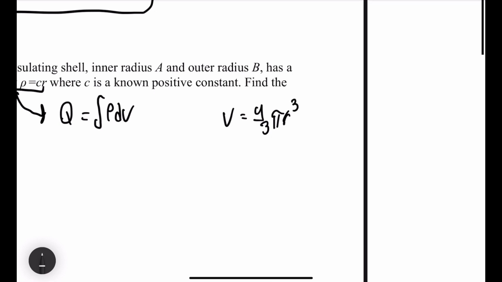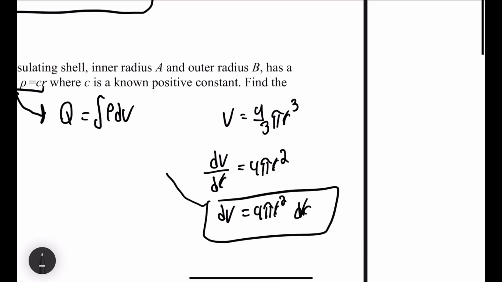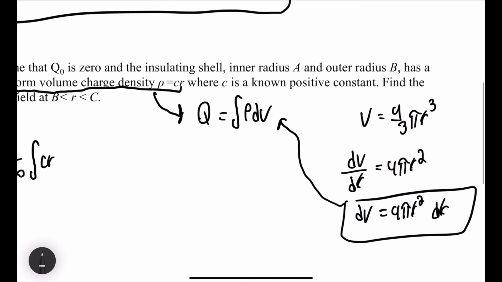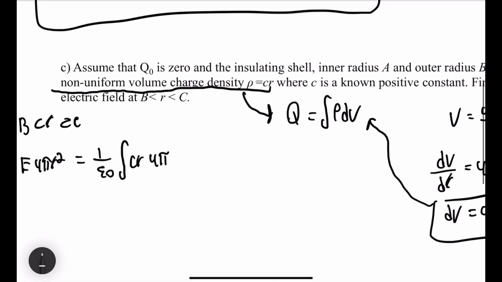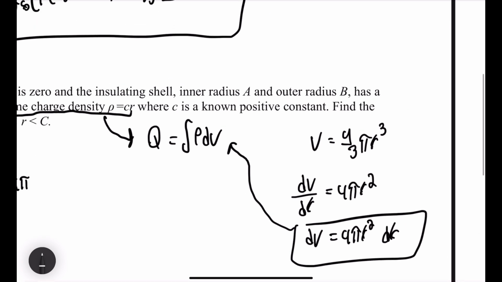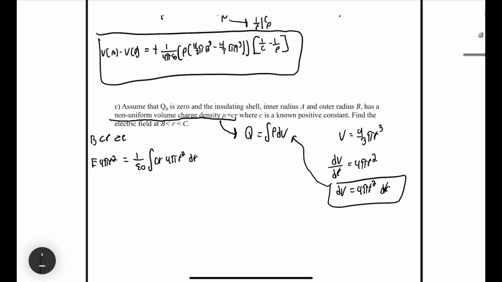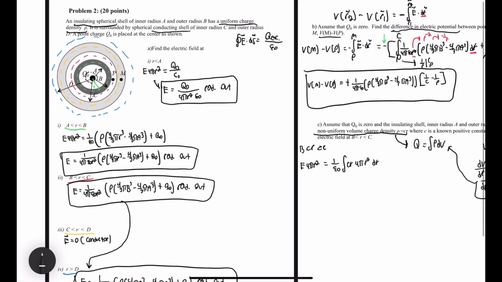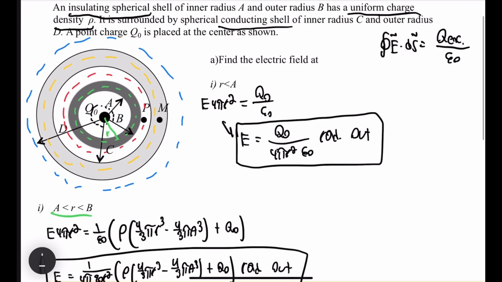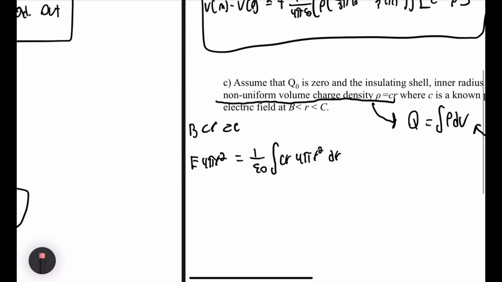So we take the derivative of that, dV with respect to r, we're going to get 4 pi r squared. We just multiply dr on both sides, and dV is equal to 4 pi r squared dr. That's what's going to go in here. So it says times 4 pi r squared dr. And we're going to go between B and C. B and C is enclosing the entire insulator, so we're going to go from A to B.